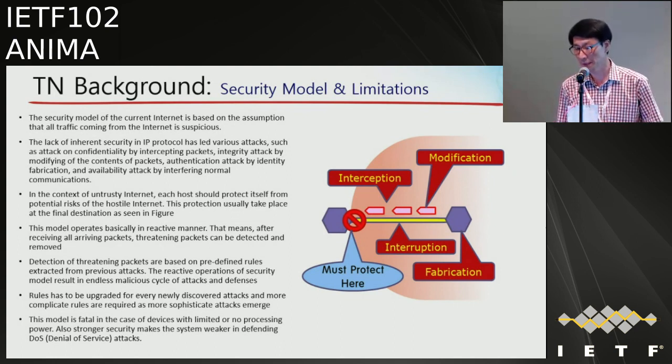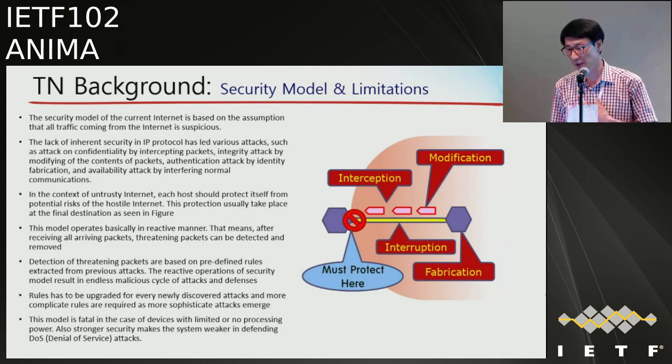And this model operates basically in a reactive manner, which means that after receiving all arriving packets, threatening packets can be detected and removed. The detection of threatening packets is based on predefined rules extracted from previous attacks. The reactive operations of the security model result in an endless malicious cycle of attacks and defenses. So rules have to be upgraded for every newly discovered attack, and more complicated rules are required as more sophisticated attacks emerge. I think most of us understand the current security model. Could you move on to the next slide?